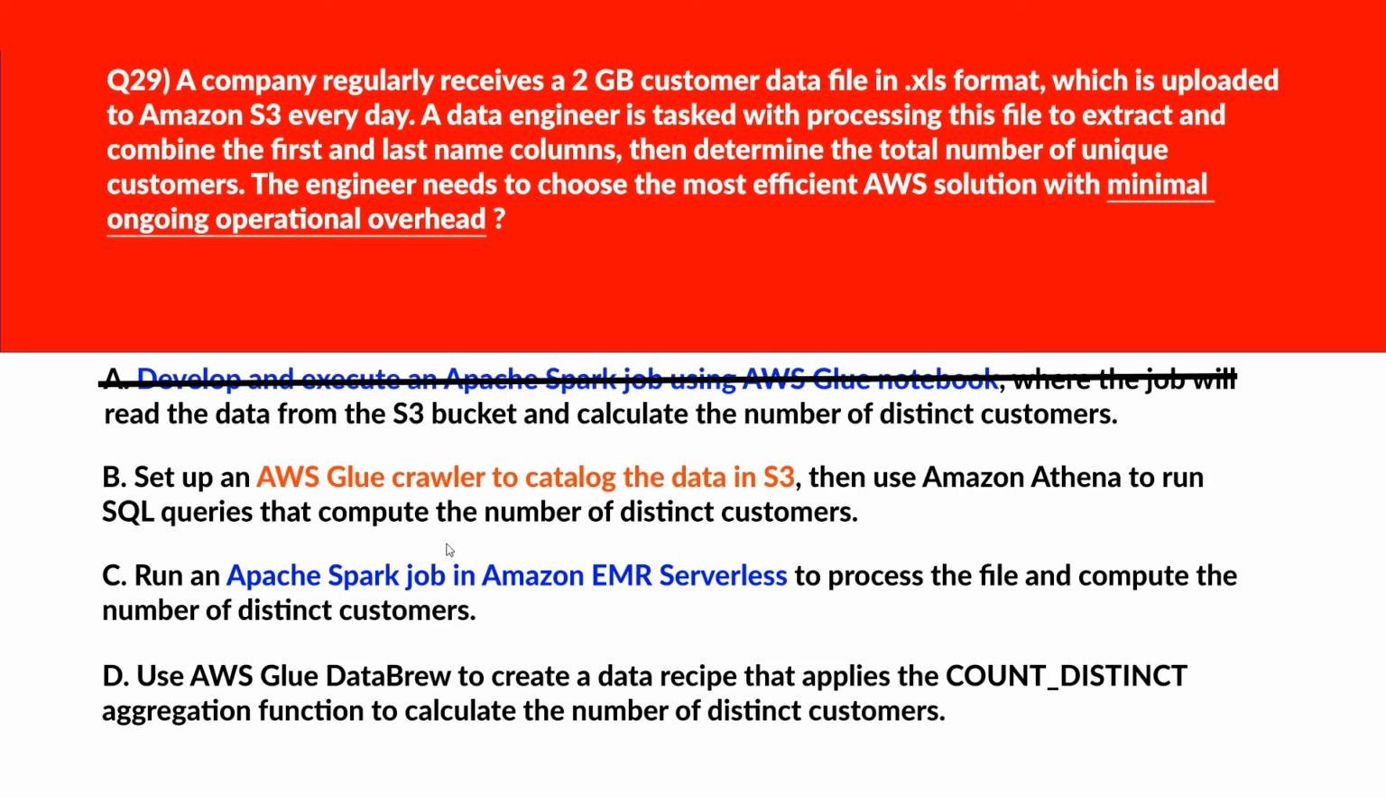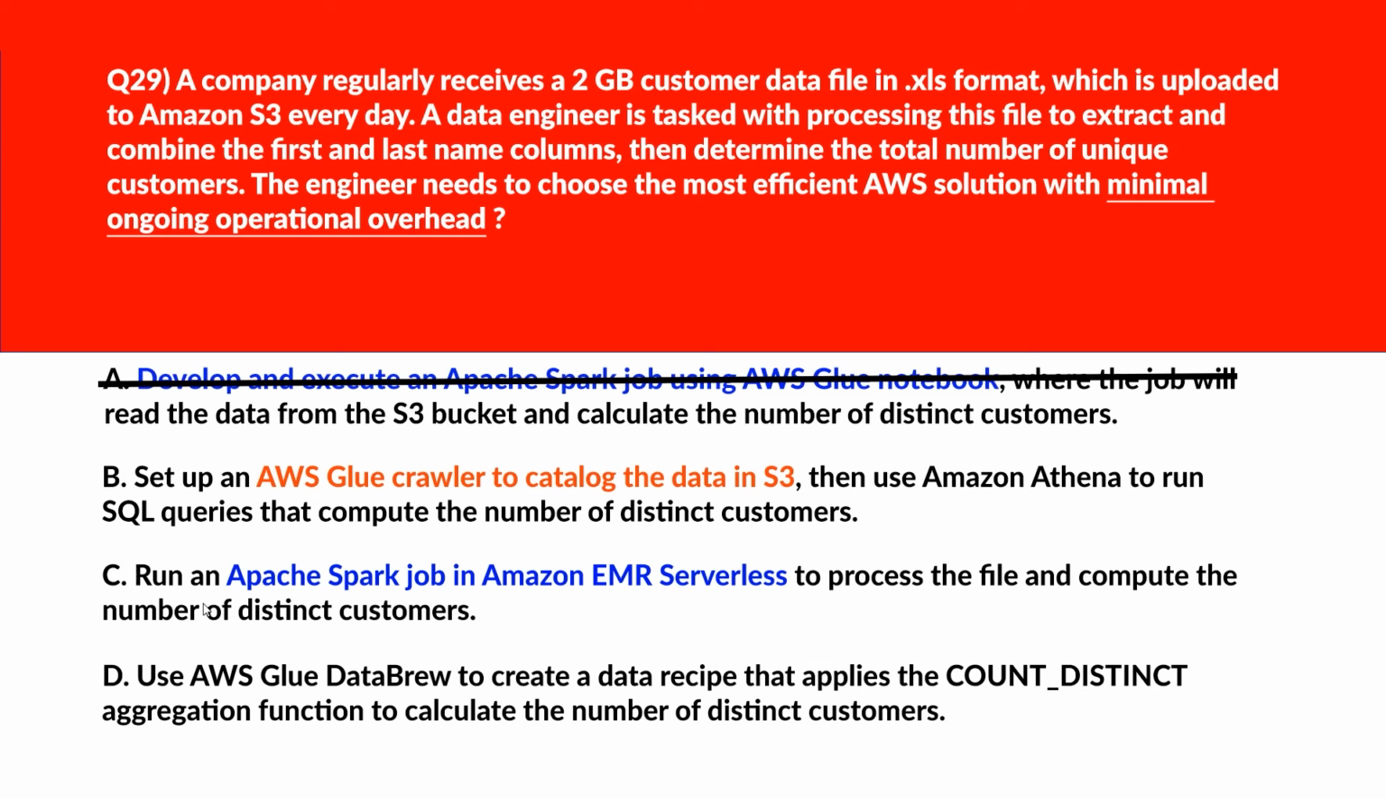Then it says to compute the number of distinct customers. Looks good because AWS Glue crawler can automatically create a data catalog from the S3 objects or the files present there, and then Athena can easily run SQL queries on the catalog data. Let's park this. We'll move to option C.